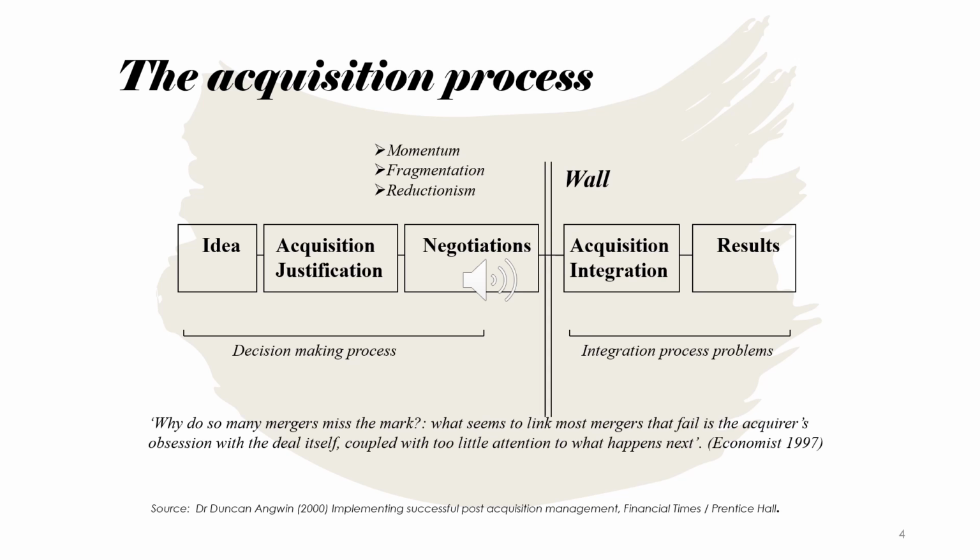There's a nice quotation at the bottom from The Economist, which is a UK business magazine of quite high standing. It says, "Why do so many mergers miss the mark?" And of course they mean mergers and acquisitions. "What seems to link most mergers that fail is the acquirer's obsession with the deal itself, coupled with too little attention to what happens next." In other words, we do get very, very focused, myopic even, on getting that deal done. And in that stress, we tend to forget what comes next, namely the integration.